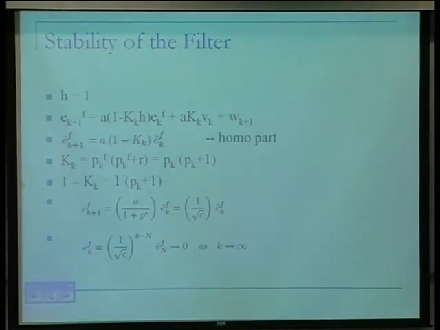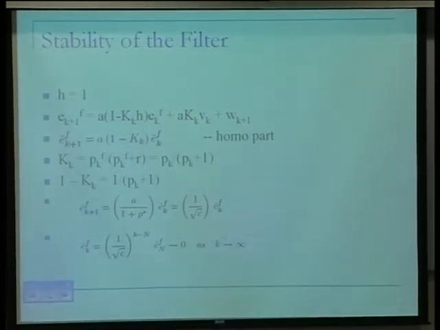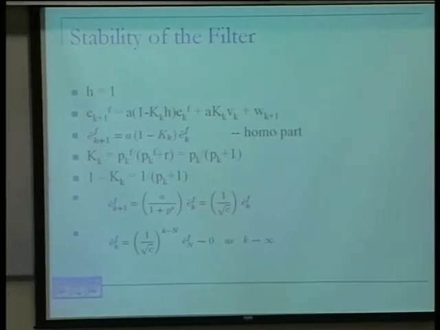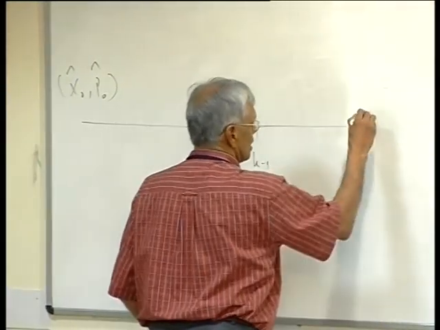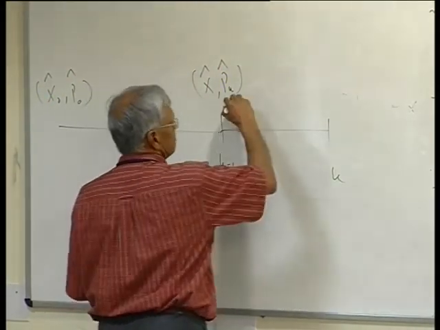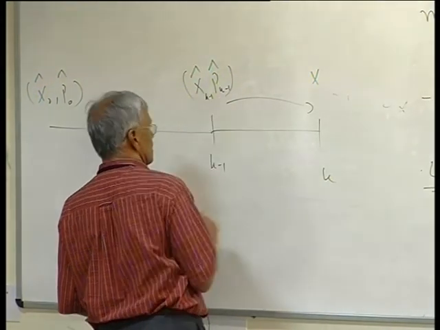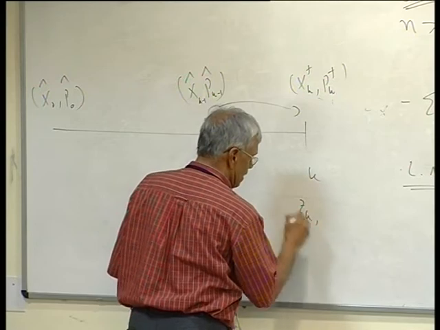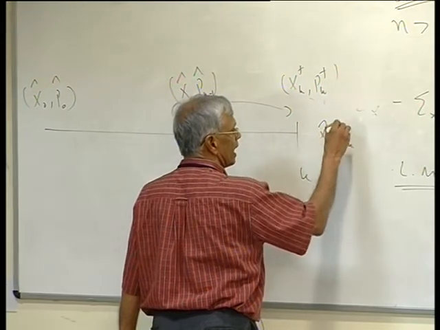So in summary, I'm not going to go into the nonlinear part. So in summary, before, I'm in k minus 1. I go to k, I get x hat k. I pull x_k^f, P_k^f. You give me z_k, R_k. I'm going to create x hat, P_k hat.